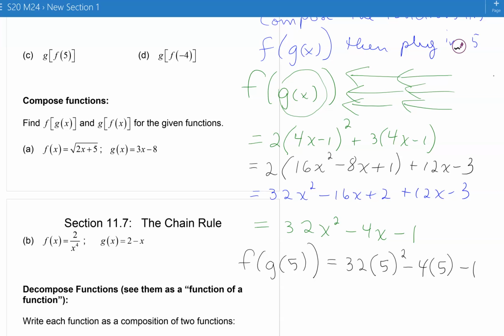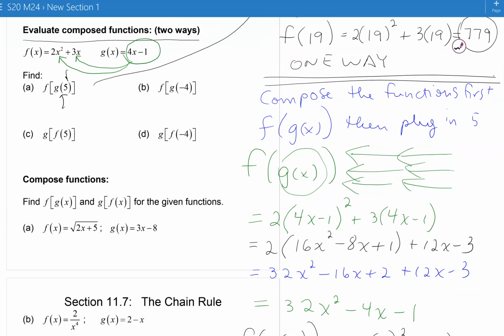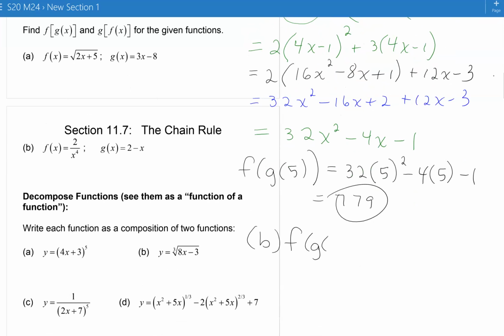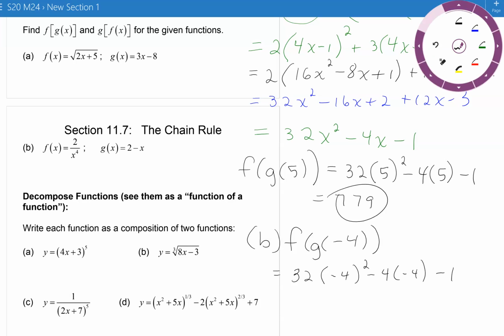And sure enough, I get 779 again. So either way works when you're putting a number in. So let's look at b, and because we already composed the function, we can find b by just doing f of g of negative 4. So we can have 32 times negative 4 squared minus 4 times negative 4 minus 1.